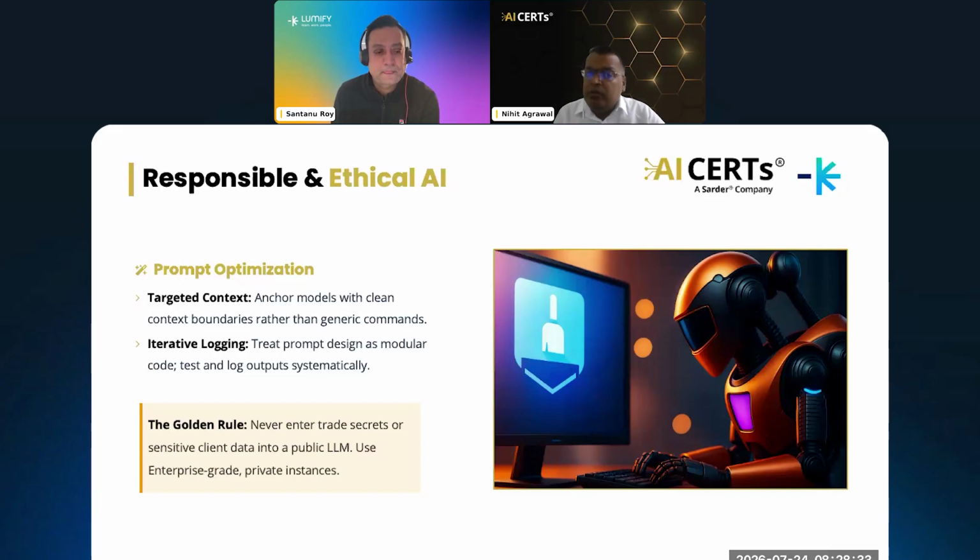Now, one golden rule is never put your confidential or client data into public AI. Use only enterprise grade AI systems for sensitive information. Basically, don't leak secrets by accident.